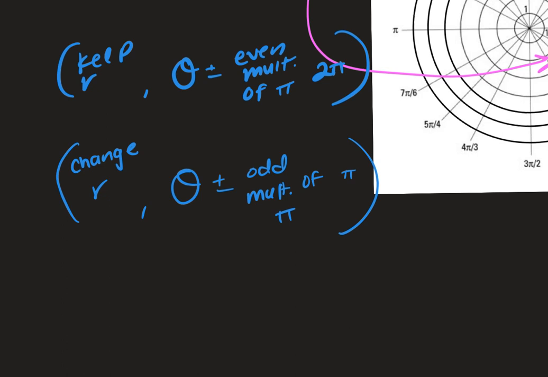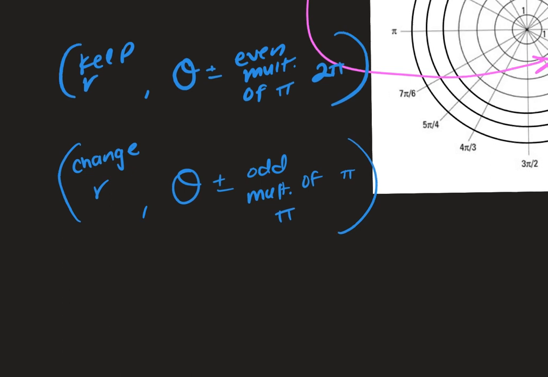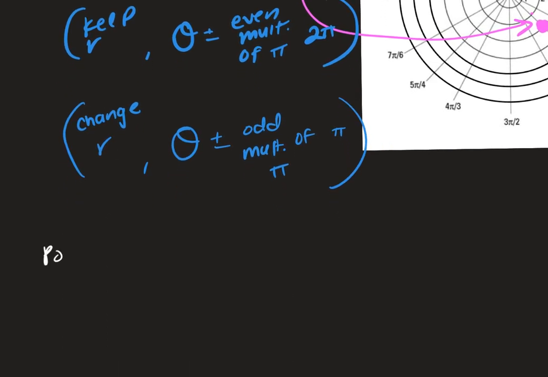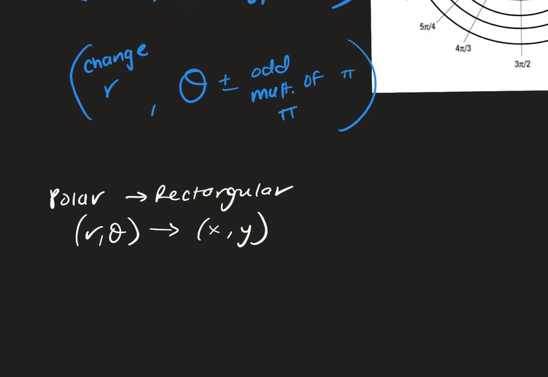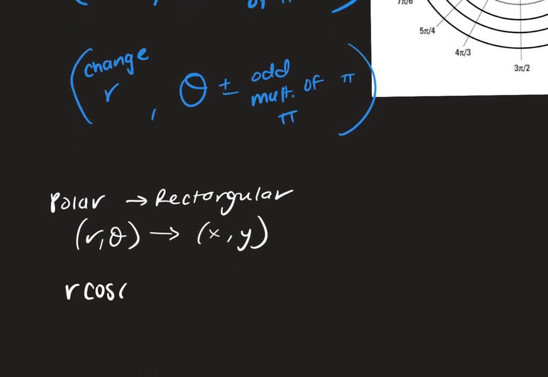And then we did 2 conversions, from polar to rectangular and rectangular to polar. So from polar to rectangular, I'm going (r, theta) to (x, y). It would be r cosine theta, r sine theta. So whatever your radius is, you're going to multiply it times the cosine of that angle, and then you're going to take your radius again and multiply it times the sine of that angle.